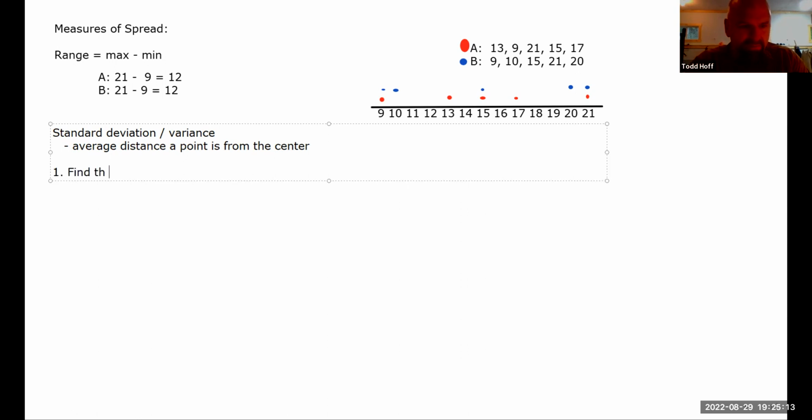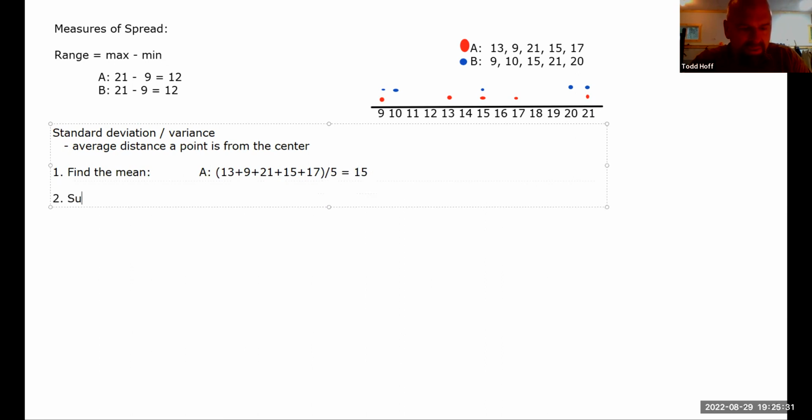Step 1 is to find the mean. So for data set A, 13 plus 9 plus 21 plus 15 plus 17 is 75, divided by 5 equals 15.